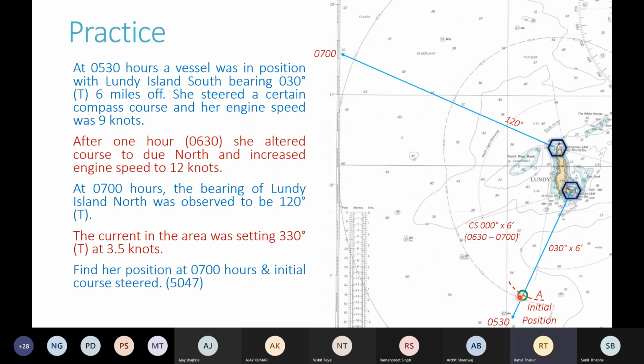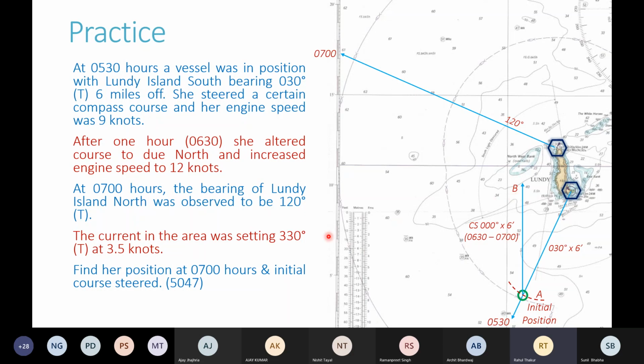It represents the track or the course steered from 6:30 to 7 o'clock. So let's plot this vector starting from point A. You can see this vector plotted on the chart now. The point where this vector ends, let's name that point Bravo. So this was the information available to us from 6:30 to 7 o'clock, which we have plotted on the chart.